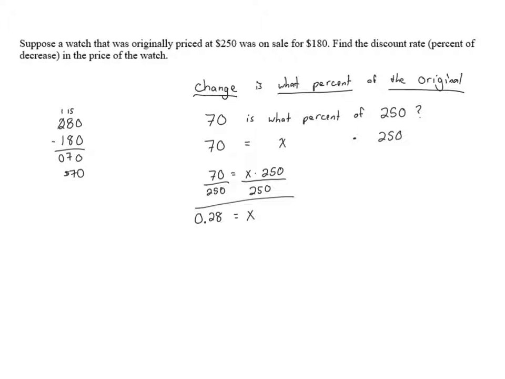And that's not ready to be our final answer because we were asked for a discount rate, which is a percent, and this is not yet a percent, it's a decimal. To convert from a decimal to a percent, we need to move the decimal point 2 places to the right, and when we do that, that gives us 28%. So in this case, the discount rate, or the rate of decrease, or the percent decrease in that price, is 28%, and that's our final answer.